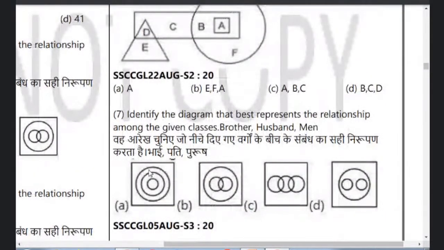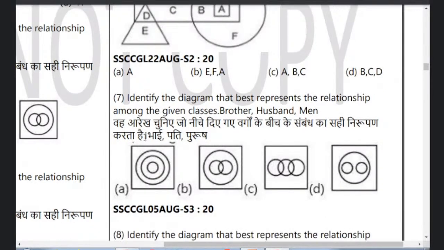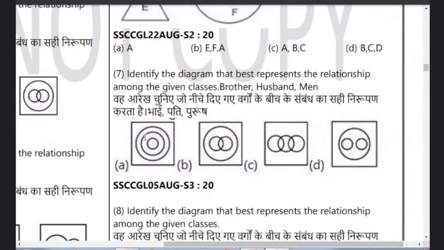Then let's go with the seventh question. Diagram that best represents brother, husband, and man. D. Okay. Yes, because all brothers are men and all husbands are men, but no husband is a brother. So there is no relation between brother and husband, and all brothers are men and all husbands are men. So D is the correct option.